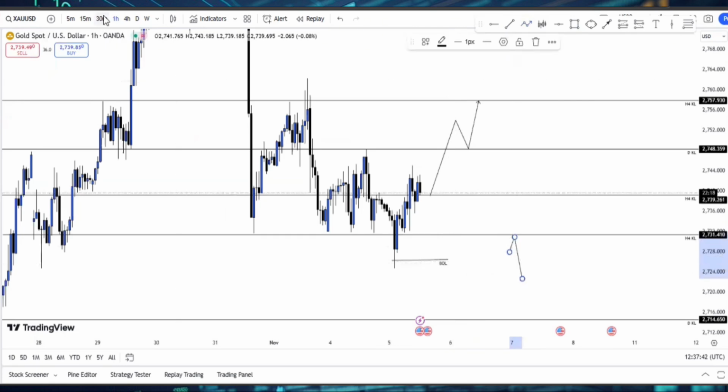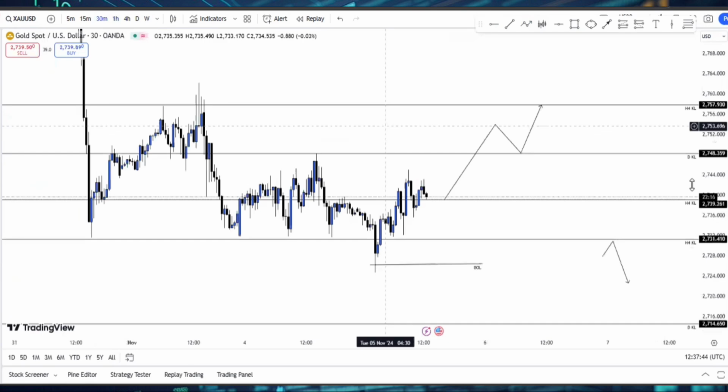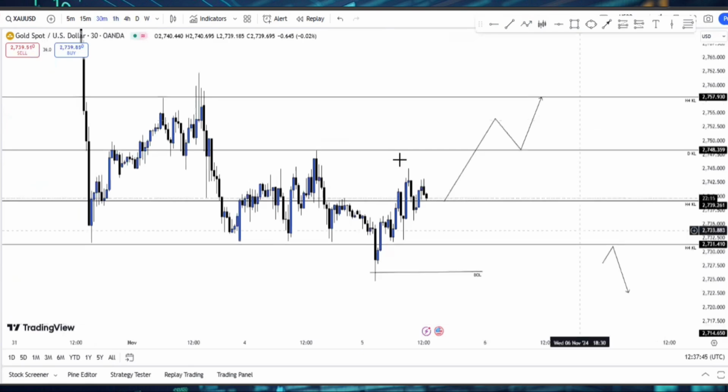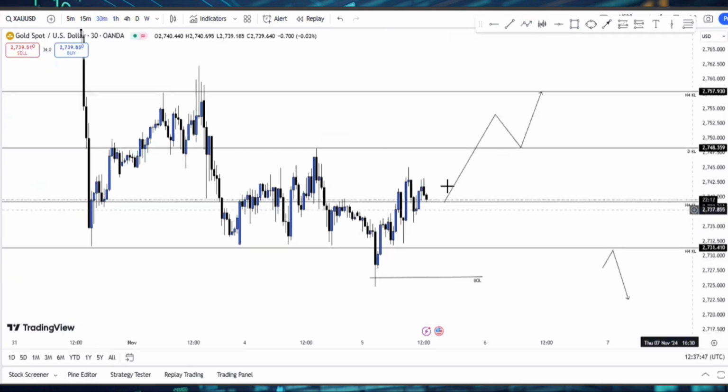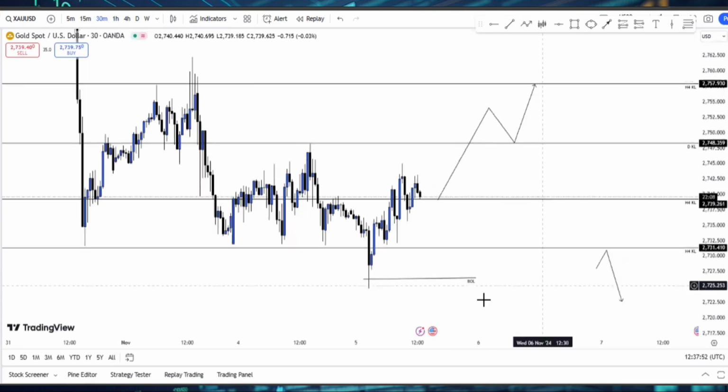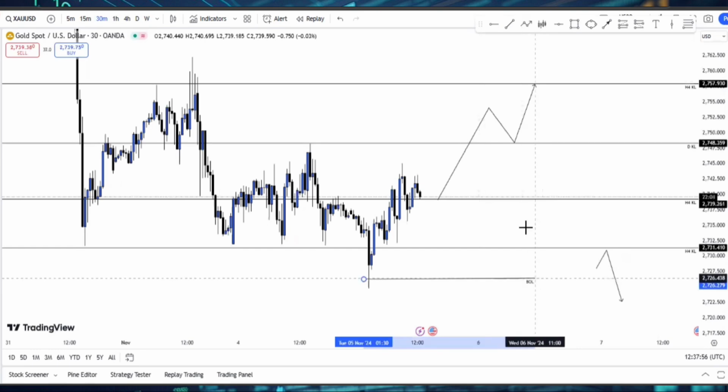So guys, this is the analysis and this is the market update. This is the weekly update. This is what price is currently doing. Today is the United States election. There won't be much opportunity as expected in the market.